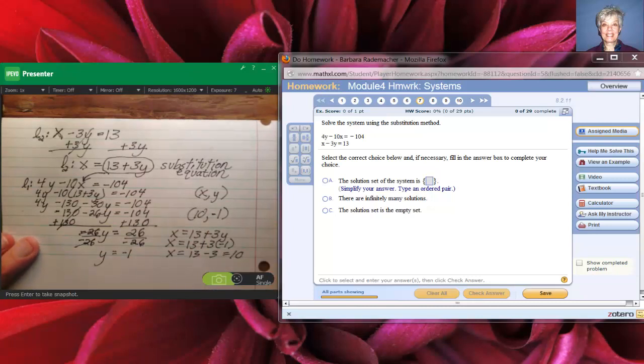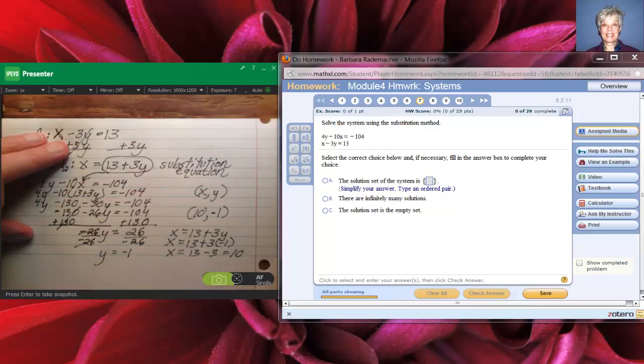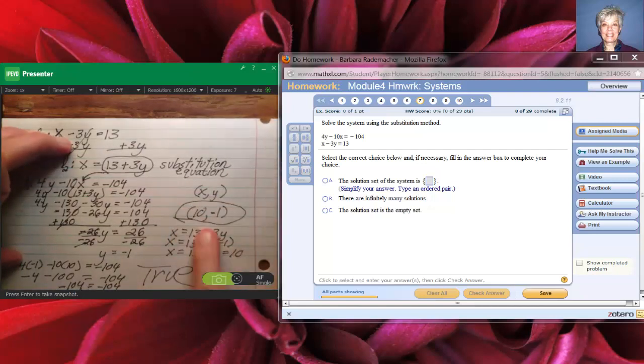Now, how do I know I'm right? Well, line 2 is what I used to find the x-coordinate. Why don't I go back to line 1, the other equation, and substitute both numbers in there and see if I get a true answer, okay? So 4 times negative 1 minus 10 times 10 equals negative 104. Is that true? Negative 4 minus 100 equals negative 104. You bet it does. Negative 104. Yes, true. So my answer is that point right there.